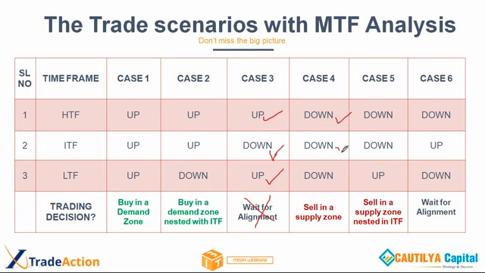First, case 4 is simple, all three are down, you just have to look for a good supply zone and you can short. On case 5, again same story, higher time frame is down, intermediate is down, but lower time frame is coming up now. So what would happen? You look for a shorting opportunity because your two upper levels are downward, which means you are not fighting the tape, you are not fighting against the bigger time frame.